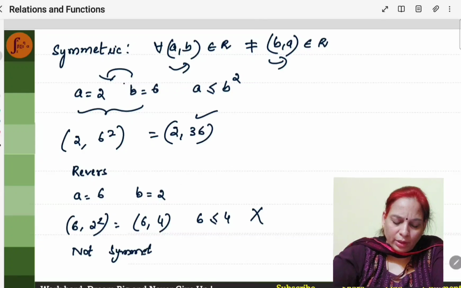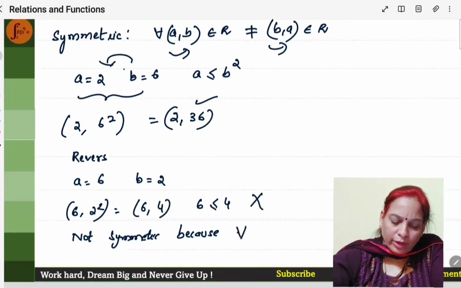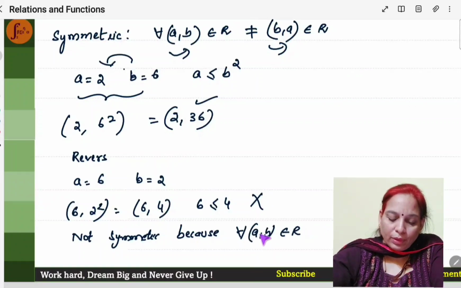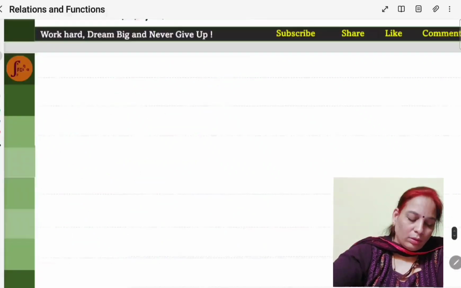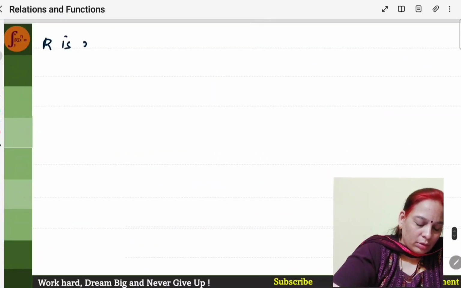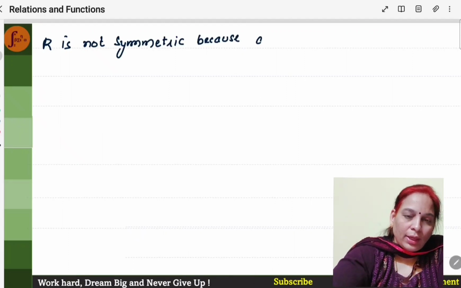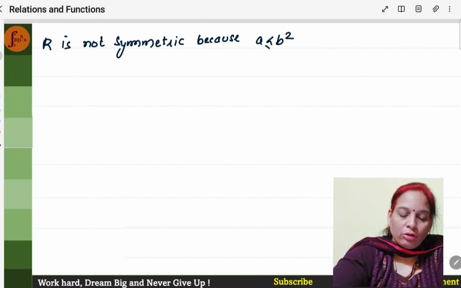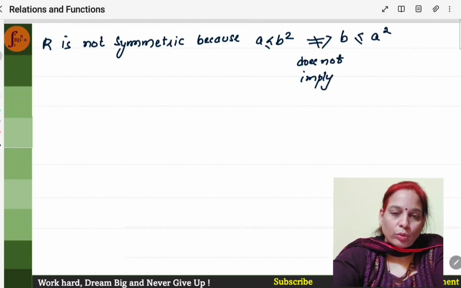It's not symmetric because for every AB that belongs to R, BA does not belong to R. Or I can say R is not symmetric because A less than or equal to B square does not imply, or does not mean, that B is less than or equal to A square.